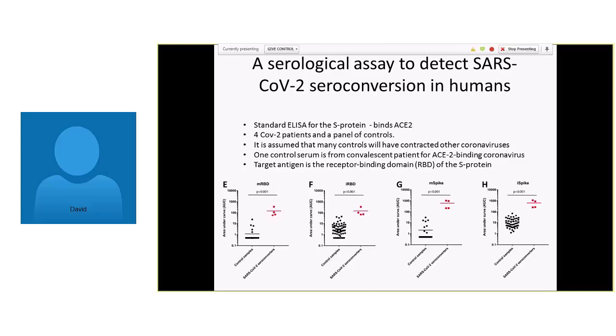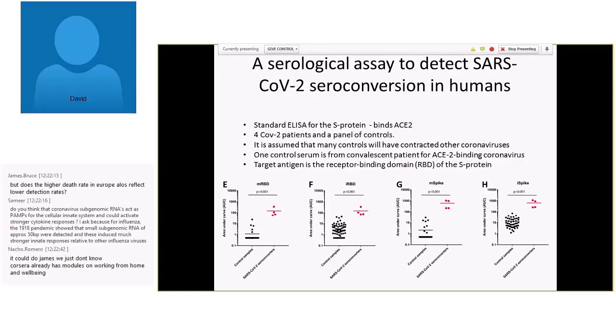Okay, so I don't think there's anything much more to say about that, except that the antibodies that are developing in these patients are binding, as we do expect, to the receptor binding domain, or some of the antibodies to the receptor binding domain, and to the spike protein. They're quite clearly distinguishable from control, so it should be an effective way of detecting seroconversion.